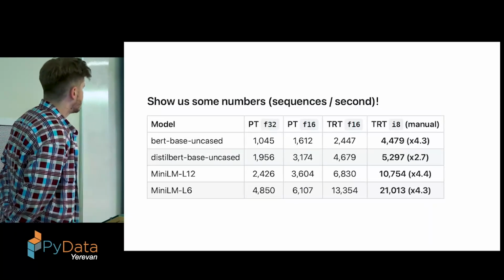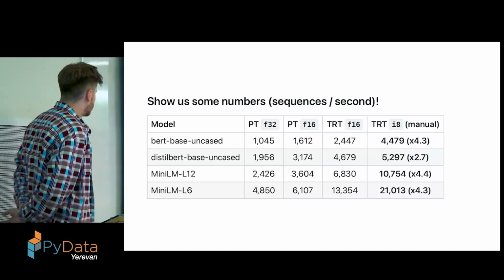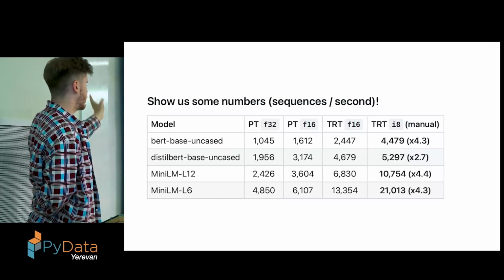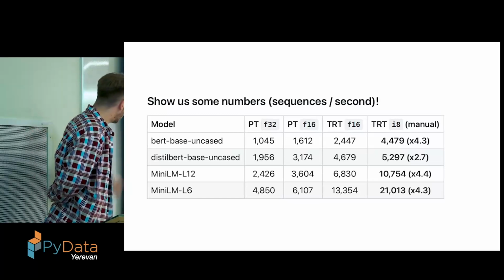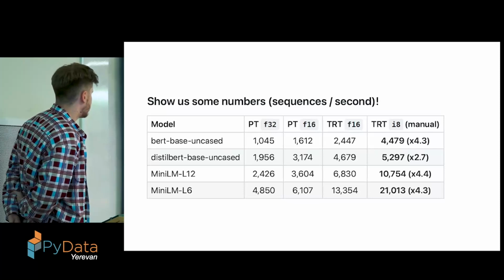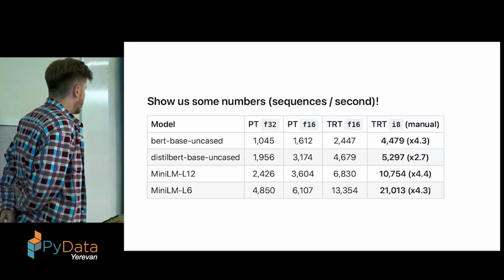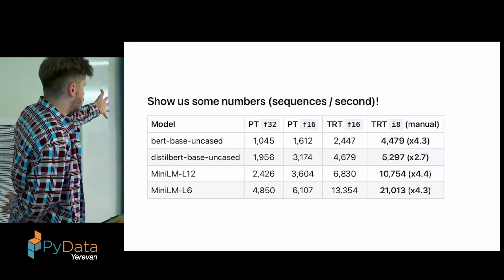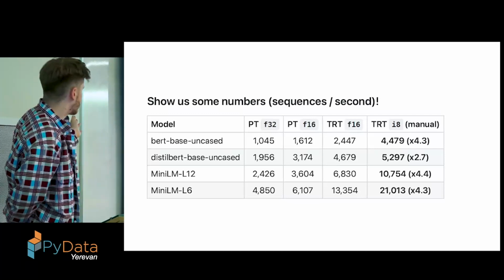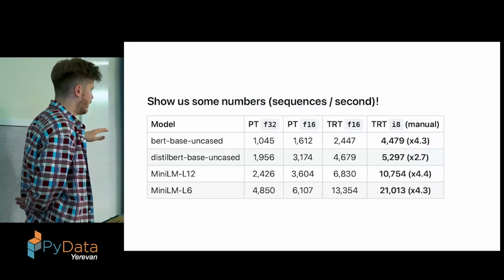Here's the table with quick results we got during the 2 months. The first column is the bare PyTorch implementation of inference for the encoders listed here: bare BERT, distilled BERT, and 2 mini language models that actually have fewer parameters than distilled BERT and BERT. The second column is the built-in PyTorch quantization, so you can quantize the model inside your PyTorch code for F16 only.